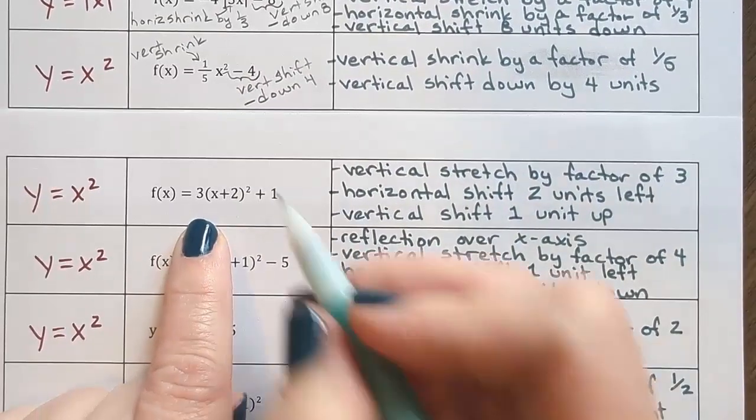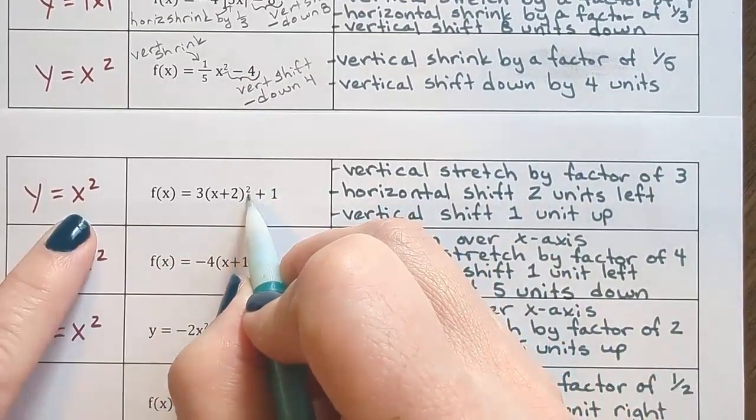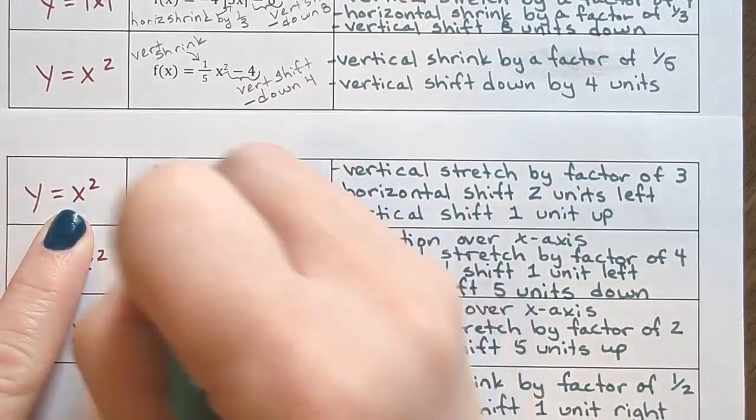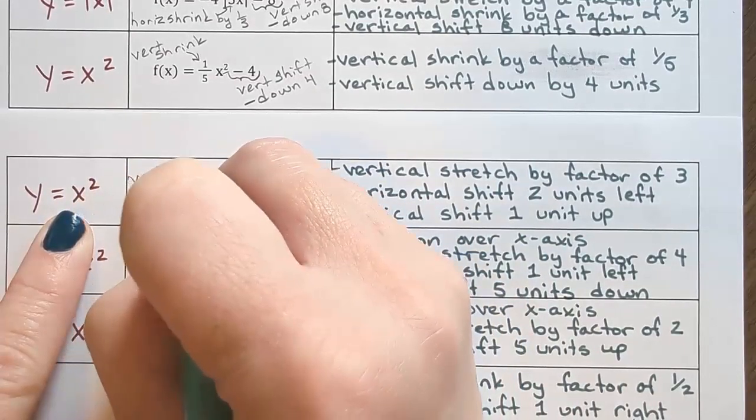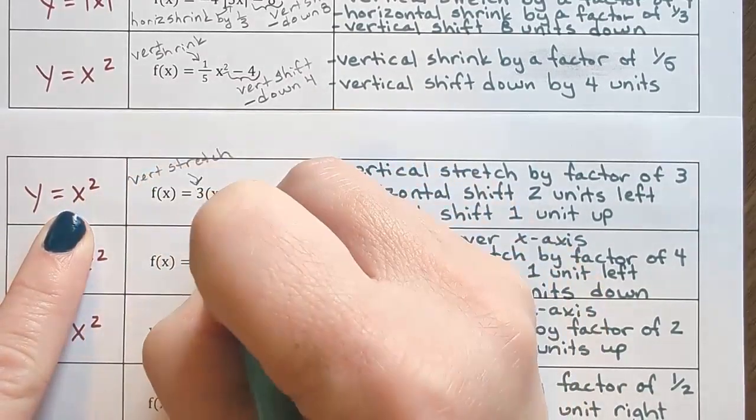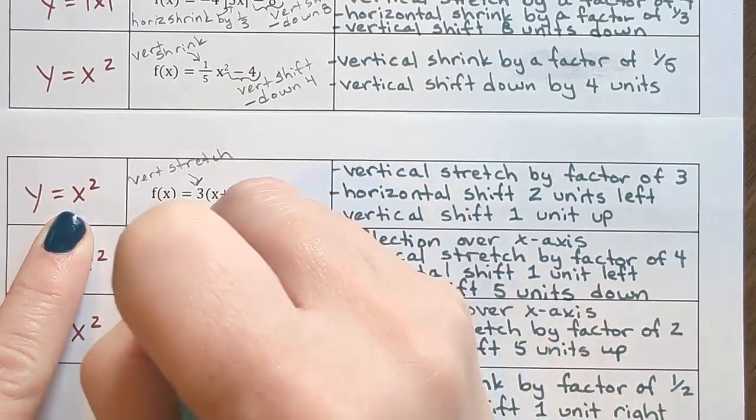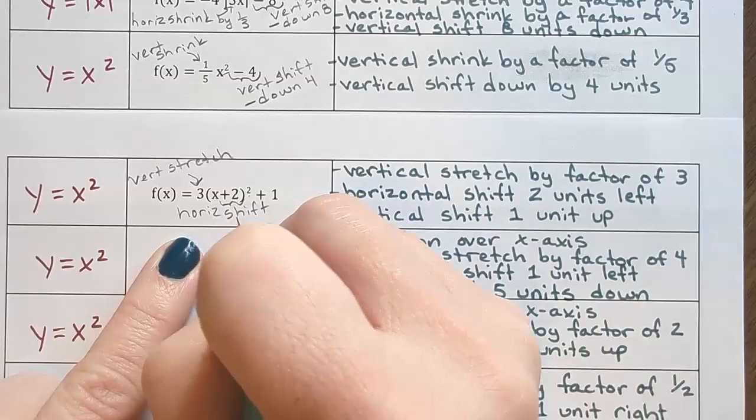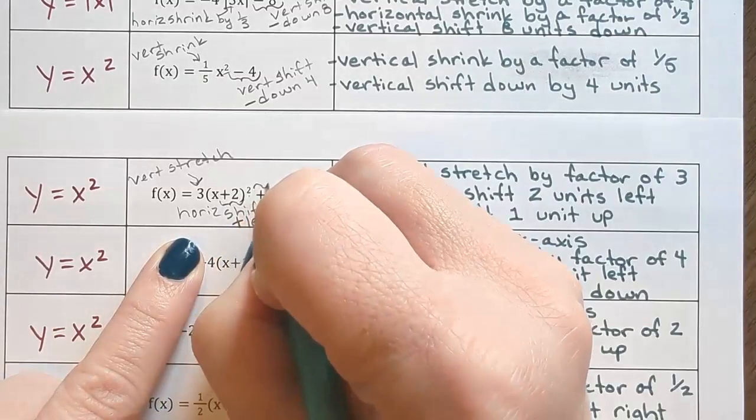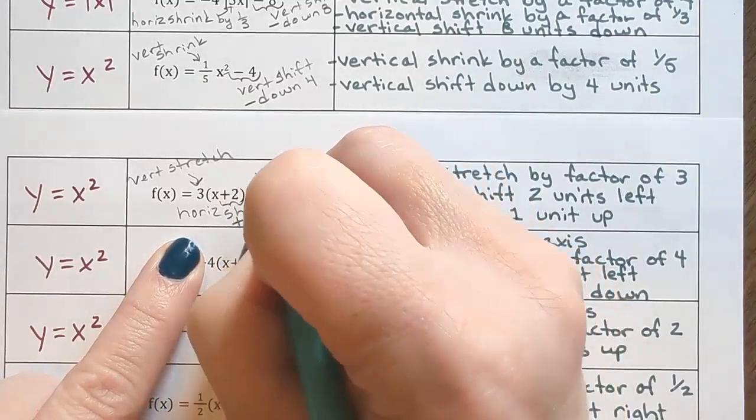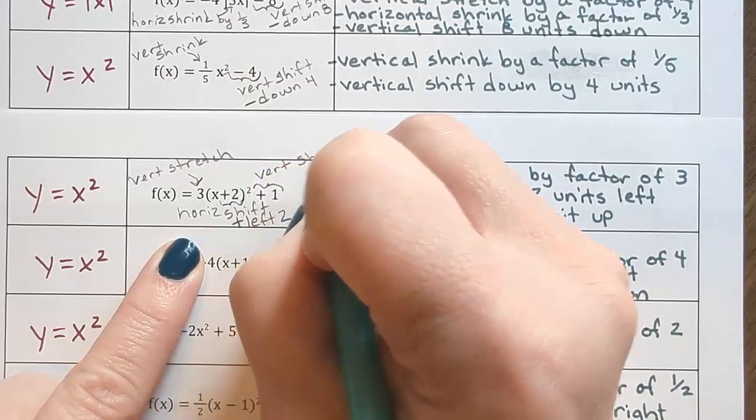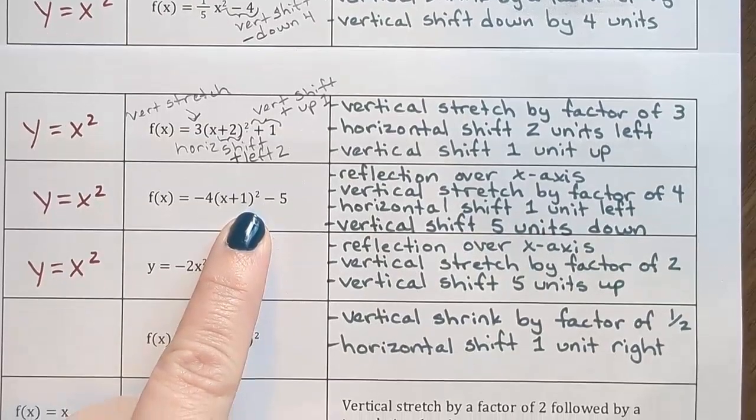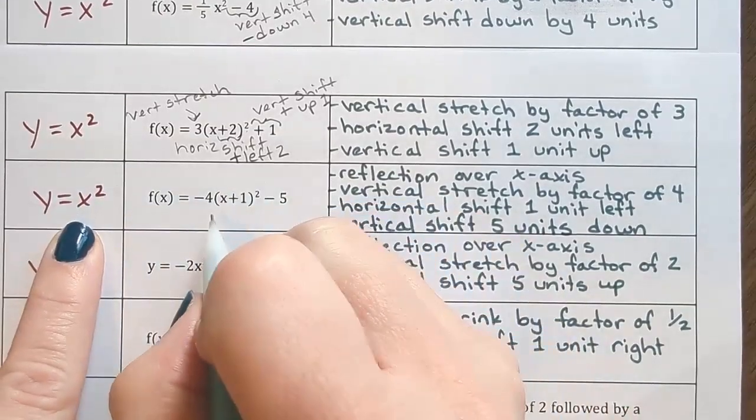Because this one has the squared, that's how I know the parent function is y equals x squared. So the things happening here are, we're going to have a vertical stretch by a factor of 3. This, because it's affecting the x, it's going to be a horizontal shift. And because it's a positive, we're going to go left 2. And then this one is going to be affecting the y-intercept, so it's a vertical shift. And because it's a positive, it's going to go up 1. All right, we have the squared, which means the parent function is y equals x squared.